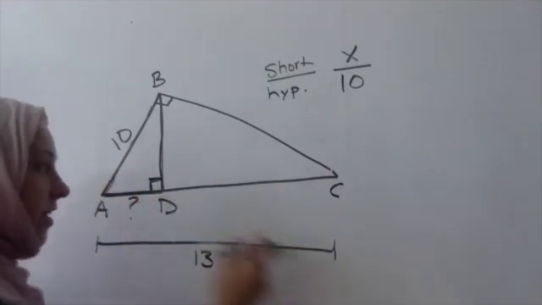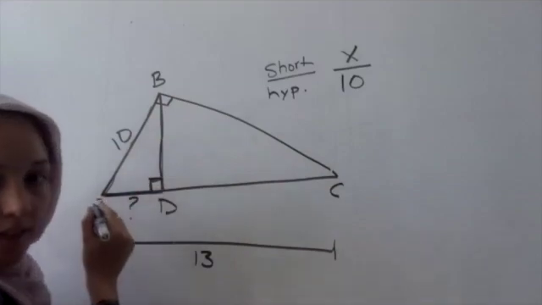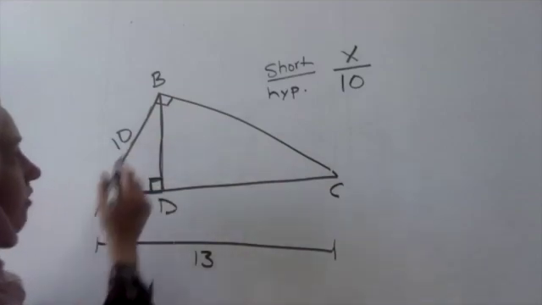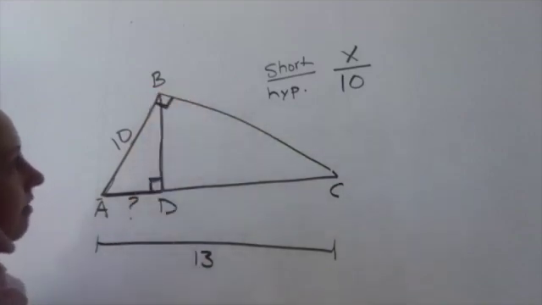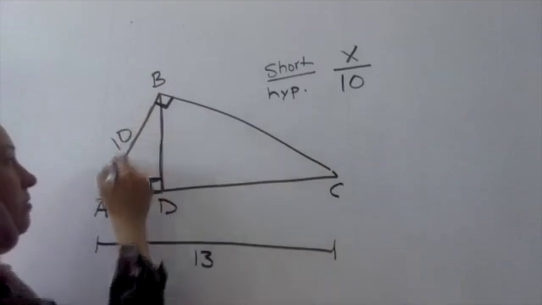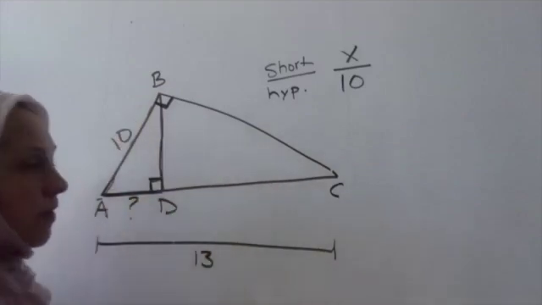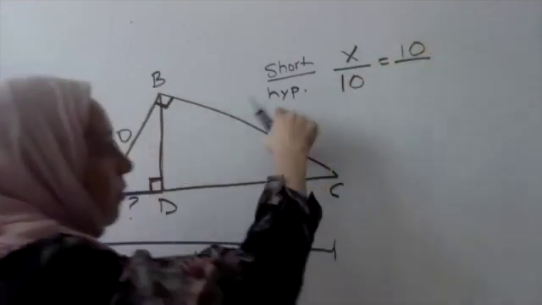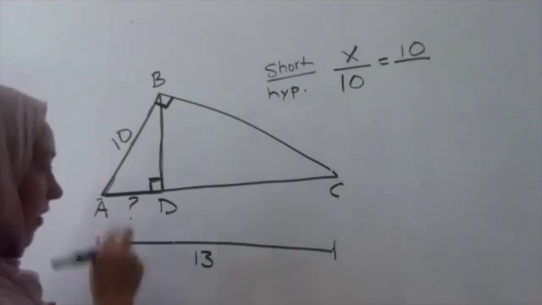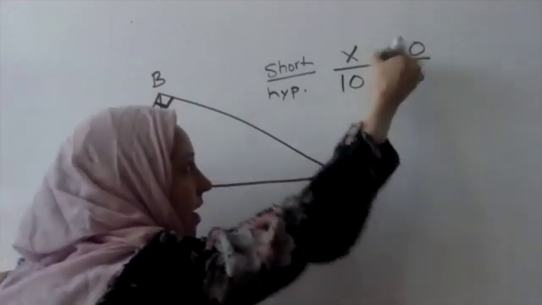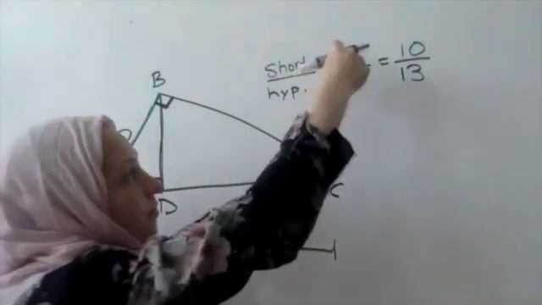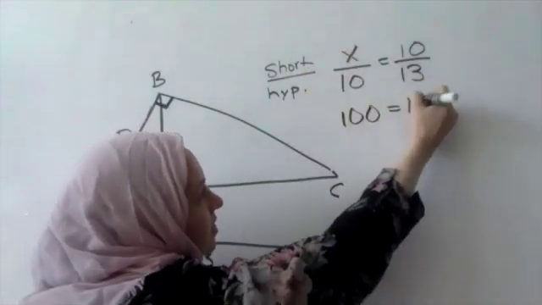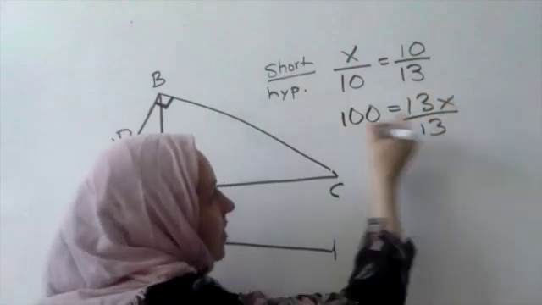I know this measurement, and this measurement is for my big triangle. In my big triangle, where's my short leg? Maria, is this my short leg of my big triangle? Your short leg is 10. So 10, and then what's my hypotenuse? 13. So this is my ratio. I'm going to cross multiply. 100 equals 13x. Divide by 13, divide by 13.